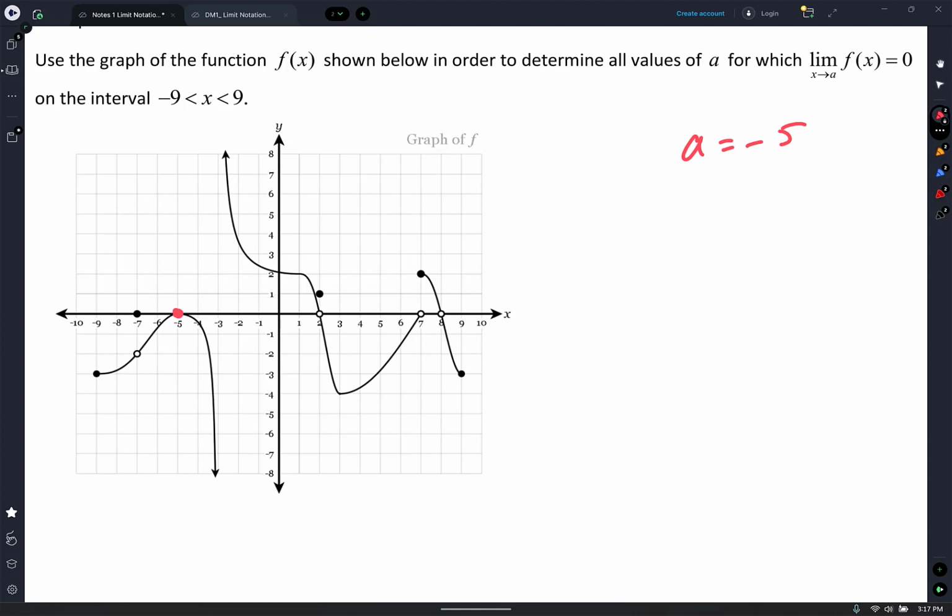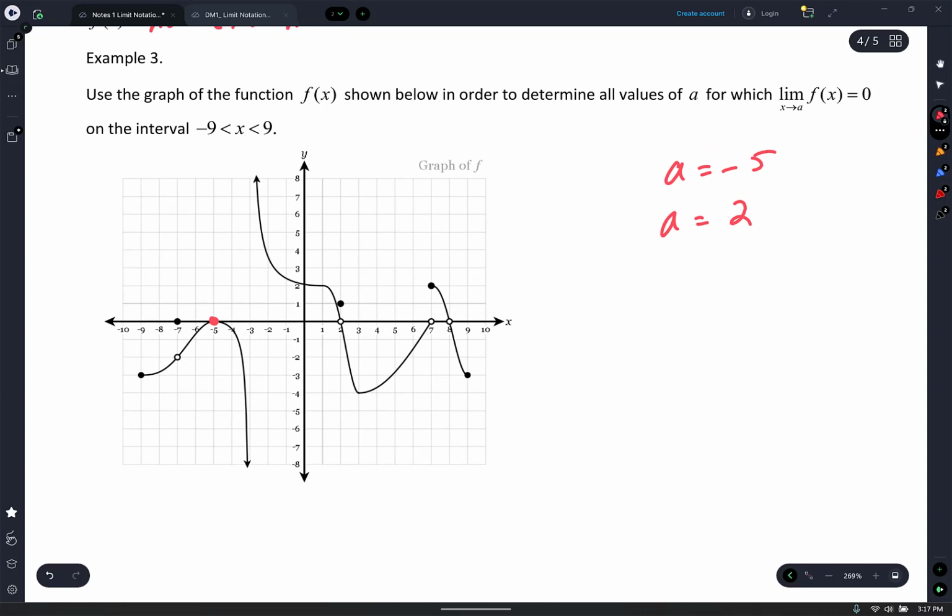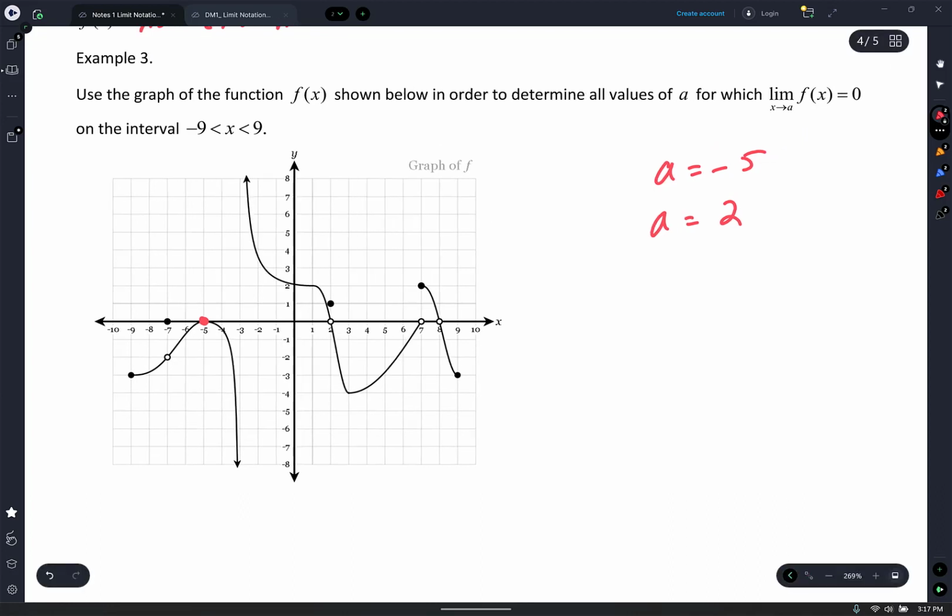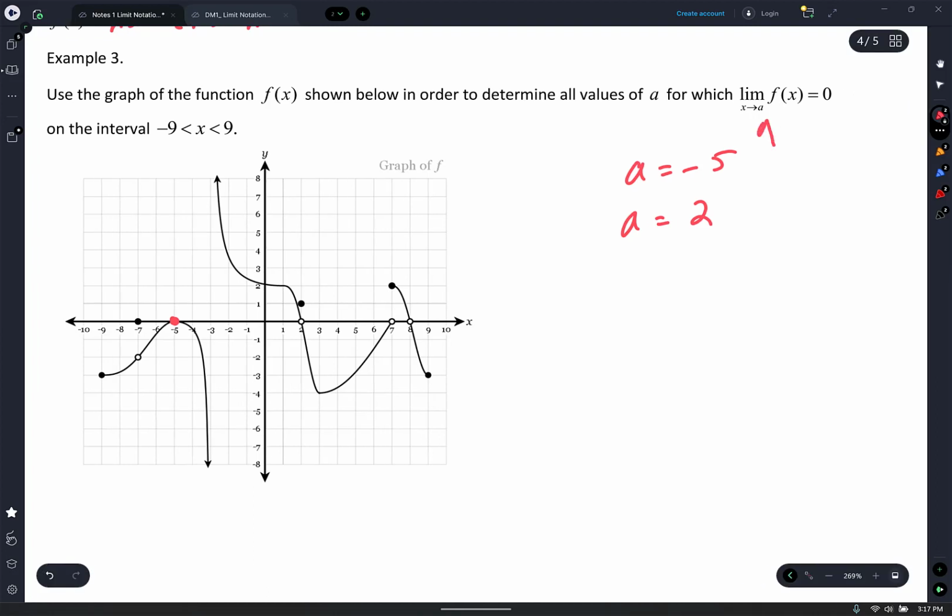Let's see, where else do I have? I have another one. A equals where else? At 2. Good job. 7 is one, but only from what direction? From the left, only from the left. Notice on this one, it doesn't have a plus or a minus symbol, so 7 is not going to be included. There is one more. What's the other one? 8. Why are it those three only?